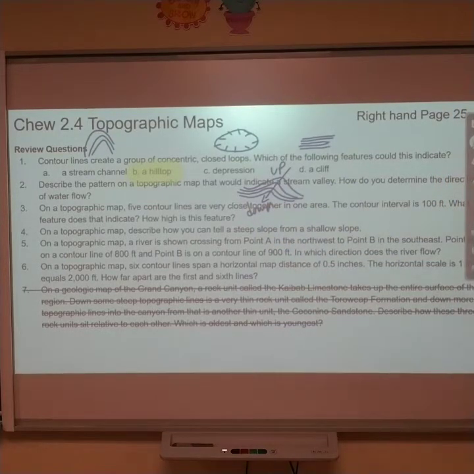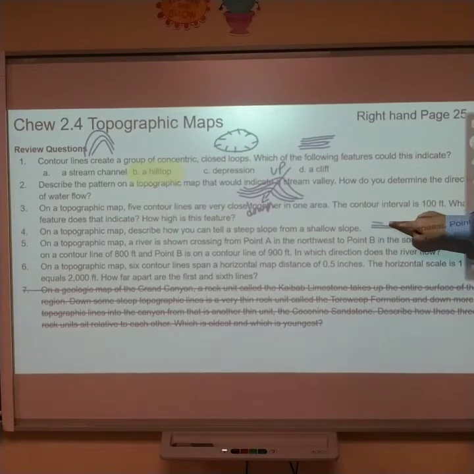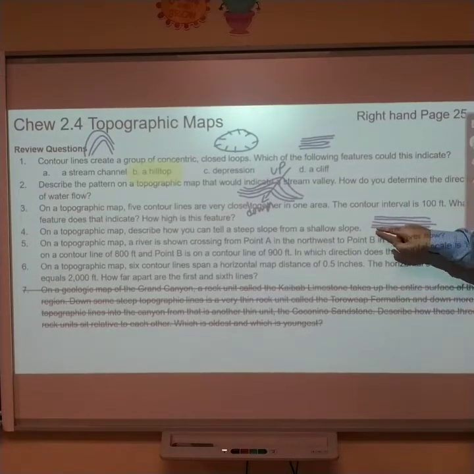On the topographic map, 5 contour lines are very close together in one area. The contour interval is 100 feet. So that means from one line to the next line is 100 feet. What feature does that indicate? How high is this feature? All right, so you have 5 lines. They're very close together. It's 100 feet. So then that's 1, 2, 3, 4. That's 400 feet high.